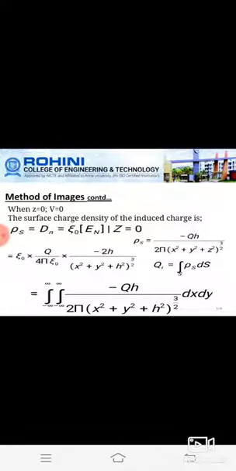Similarly, for other parameters we can write rho s is equal to Dn, which is epsilon naught into En, where En is the electric field at z equal to 0. The total charge induced on this conducting surface is obtained through Gauss law. Here we calculate at the point z equal to 0 and Vp equal to 0. This value confirms the conductor is an equipotential surface. These parameters can be obtained, and the total induced charge along the conducting surface can be obtained using Gauss law.